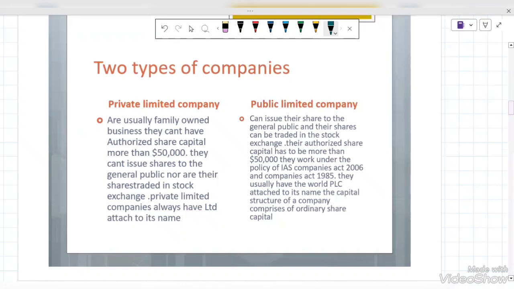Okay, so now we are going to discuss the types of companies. I already discussed that there are basically two types of limited companies. Number one is the private limited company and the second one is the public limited company.